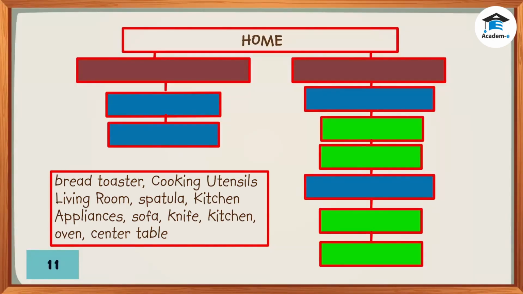Let's see how well you understood the lesson. Study the following topics and subtopics about your home. Then make an outline using word webbing.